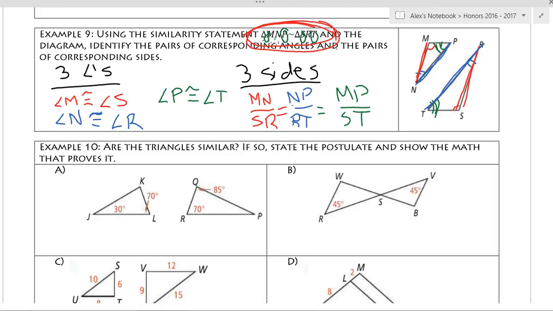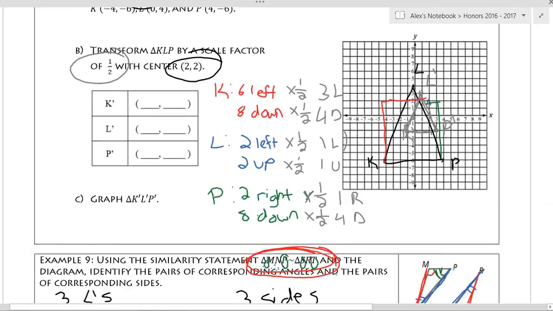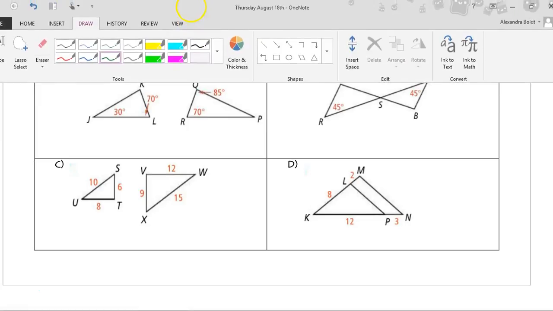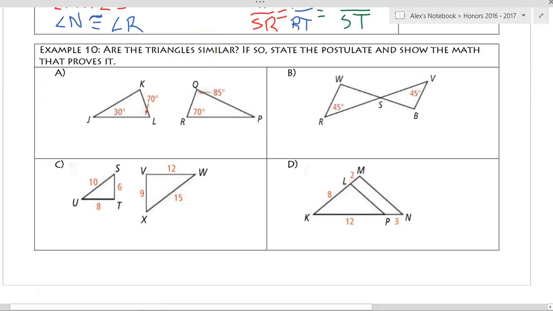All right, looking at example 10. Ooh, I jumped. For all 4 of these problems, you want to say, are these triangles similar? And if they are similar, state the postulate that proves it.